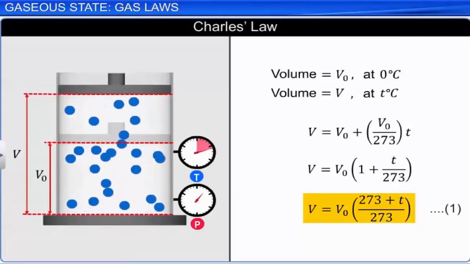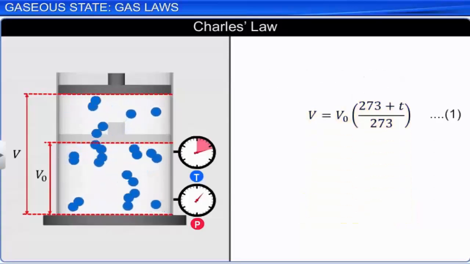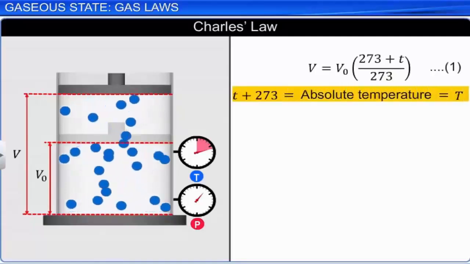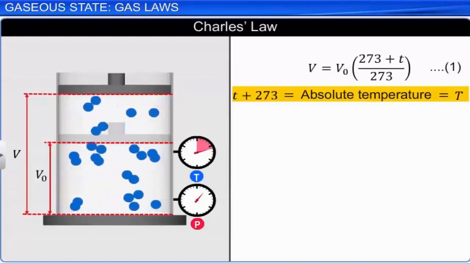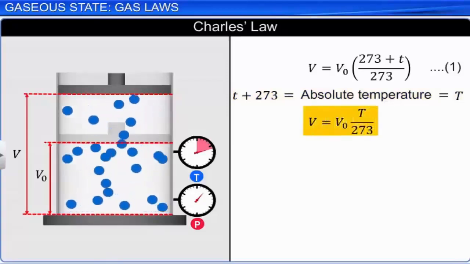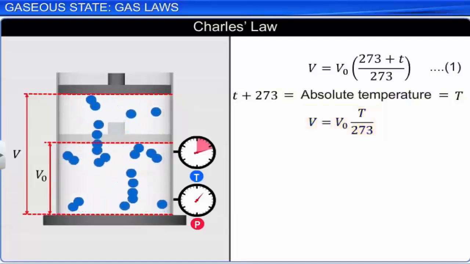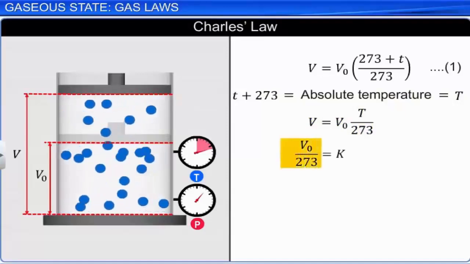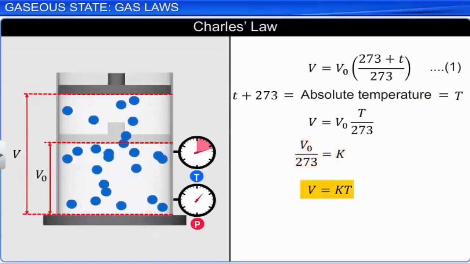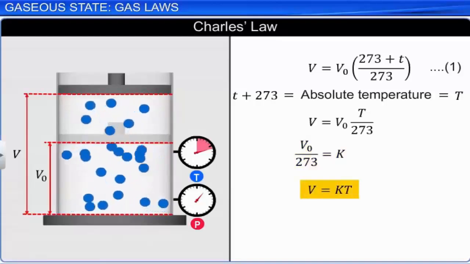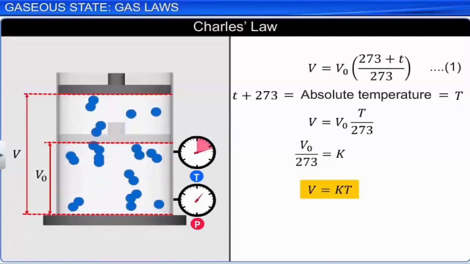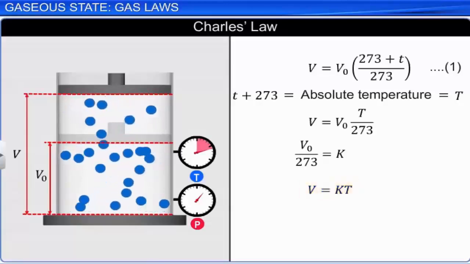We know that T plus 273 is nothing but absolute temperature in Kelvin scale. Writing T plus 273 as T, we get V is equal to V0 into T divided by 273. But for a given mass of a gas, V0 by 273 is equal to a constant. Therefore, V is equal to kT, where k is a constant. Remember, temperature T is in Kelvin scale. This is the mathematical expression for Charles' law, which states that the volume of a fixed mass of a gas is directly proportional to its absolute temperature if the pressure is kept constant.